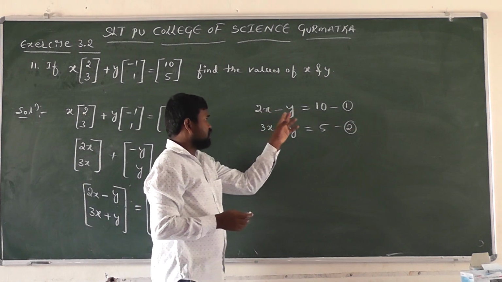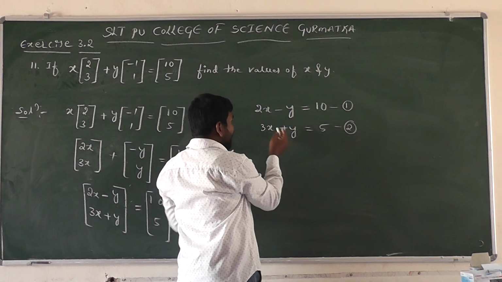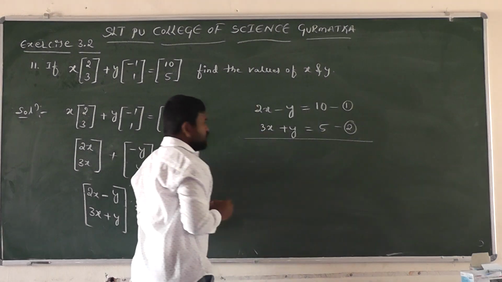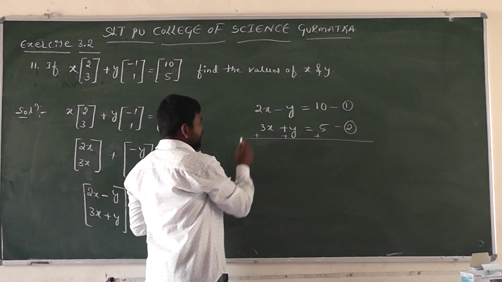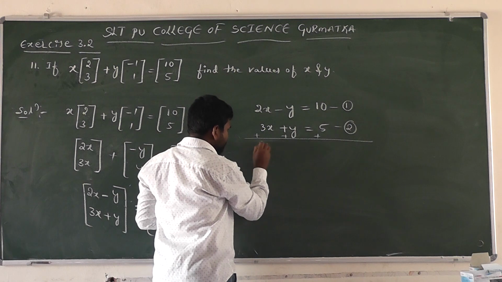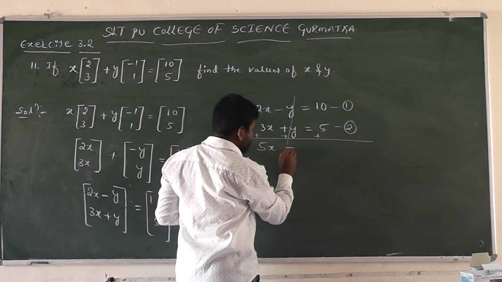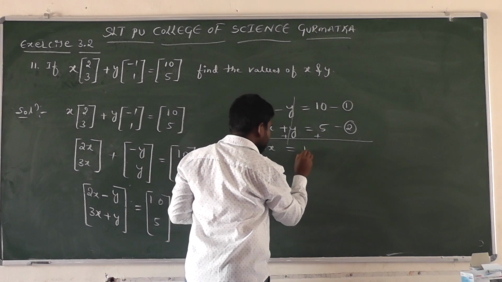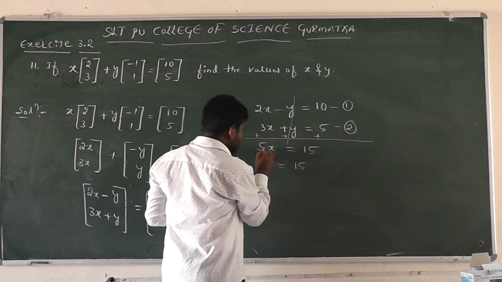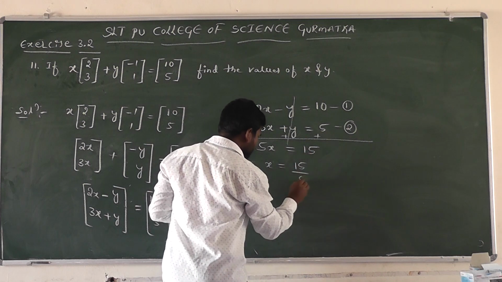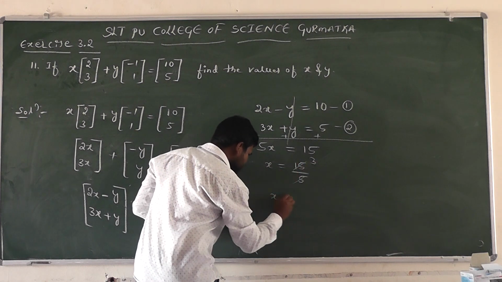Here 2x minus y equals 10, and 3x plus y equals 5. We have plus y and minus y, so we can eliminate them by adding the two equations directly. Both have plus sign. 2x plus 3x is 5x, then plus y minus y cancel. It is equal to 10 plus 5, which is 15. Then x equals 15 divided by 5, which is 3. So x is equal to 3.